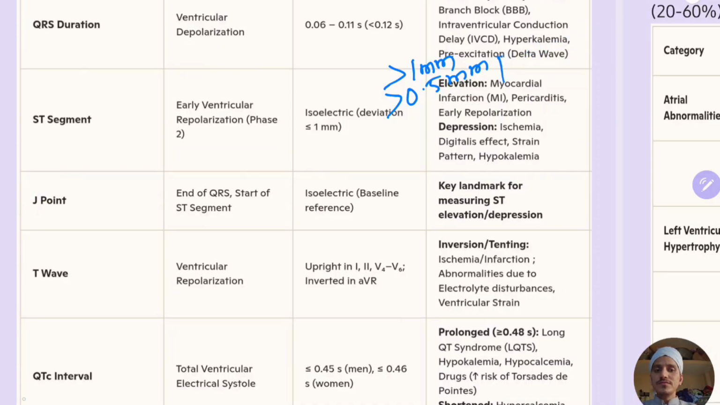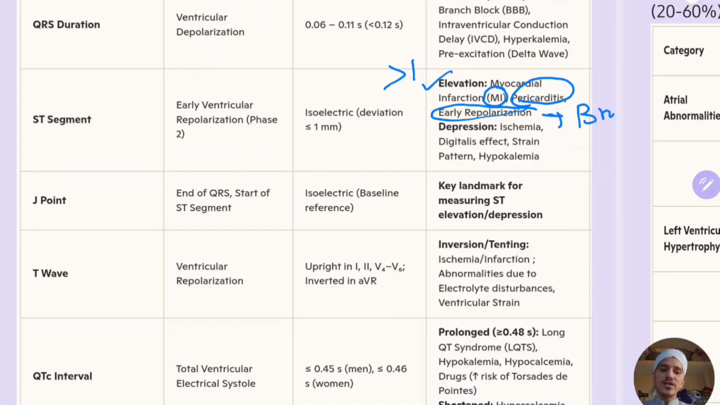Okay. Now, where is it elevated? Very commonly, whenever this is elevated, this is MI. If the patient has symptoms of chest pain and the ST segment is elevated, straightforward you should send troponins, and if they are elevated, it is MI. Take the patient for thrombolysis or PCI. The second common cause is pericarditis. The third common cause is early repolarization. One more thing is Brugada syndrome, which is not given here.